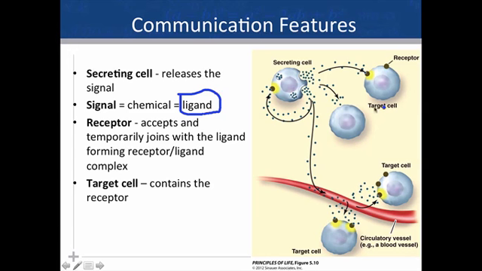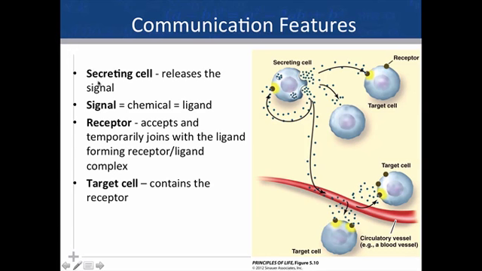Then the cell that is the target has to have some sort of receptor. The receptor can be in the cell membrane. Sometimes, though, it can even be inside the cell. The receptor doesn't have to be on the cell membrane. It could actually be inside, as is the case with testosterone, where the testosterone enters into the cell and binds with its receptor intracellularly, and then together they go into the nucleus. But we'll get to that more later.